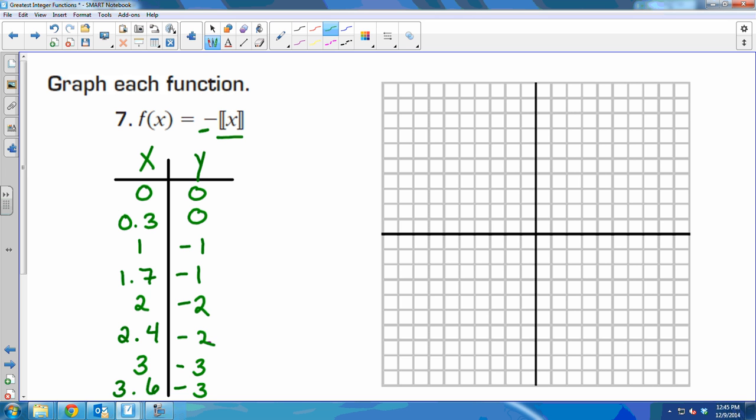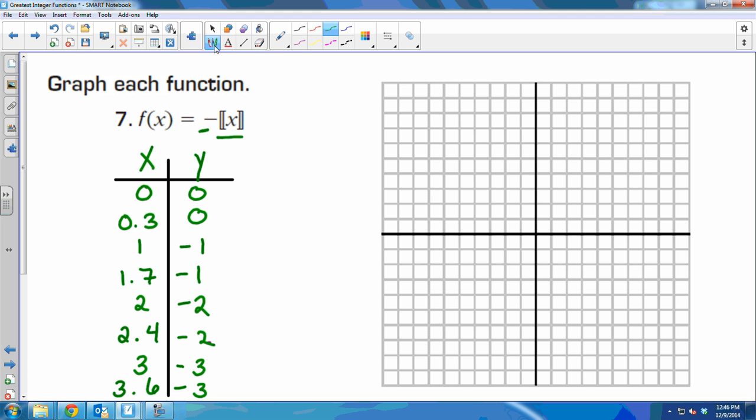Because if it was on the inside, just for argument's sake, and we were doing 1.7. So if you were doing 1.7, you'd have -1.7, and what's the greatest integer not greater than -1.7? -2, right? We had -1, so this would be -2. So that's a different function.